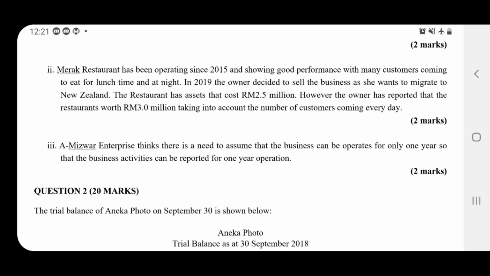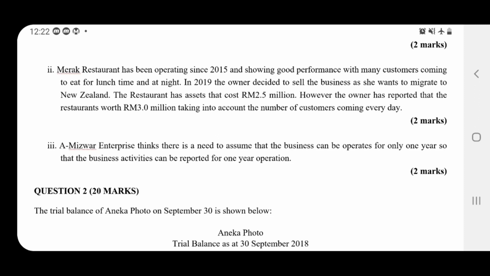Okay, scenario number 2. Merak Restaurant has been operating since 2015 and showing good performance, with many customers coming to eat for lunch time and at night. In 2019, the owner decided to sell the business as she wants to migrate to New Zealand. The restaurant has assets that cost $2.5 million. However, the owner has reported that the restaurant worth $3.0 million, taking into account the number of customers coming every day. So what do you think?